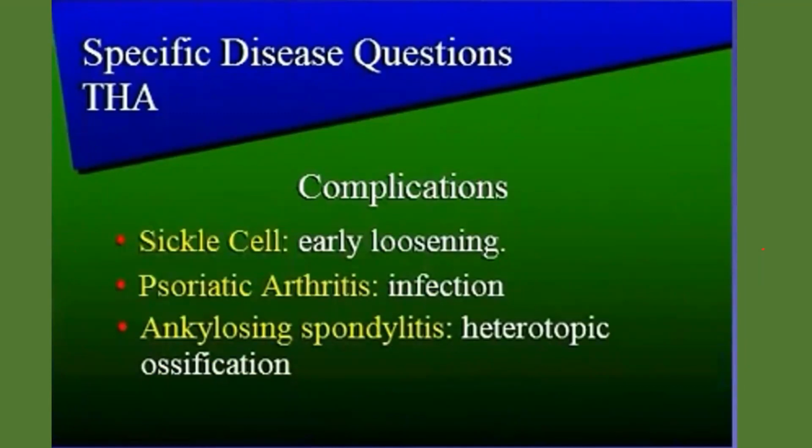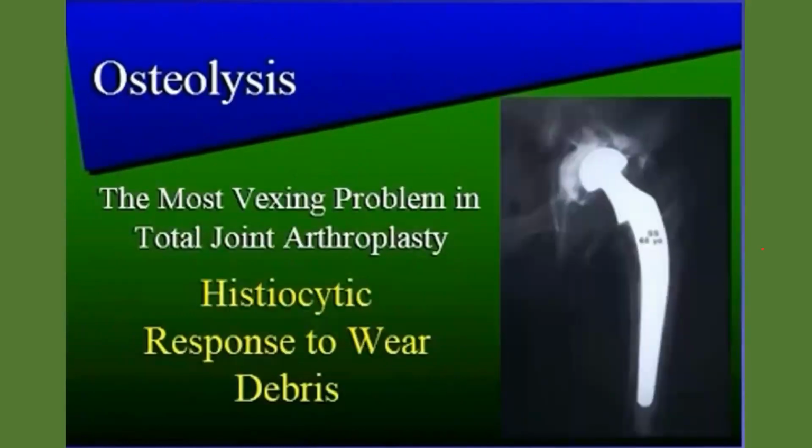Now, you should also consider individual cases. In sickle cell disease, you have early loosening. Psoriatic arthritis, you have higher incidence of infection. Ankylosing spondylitis, you have heterotopic ossification, where you can give radiation or indomethacin. Be careful of these points.